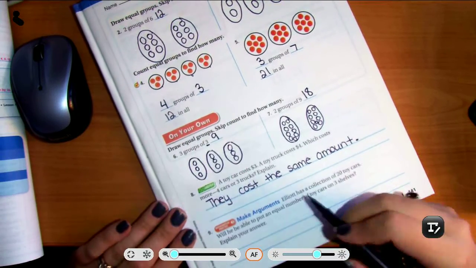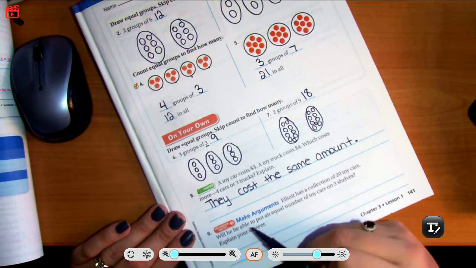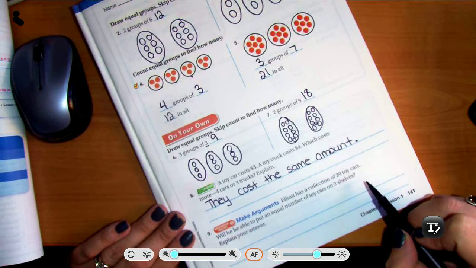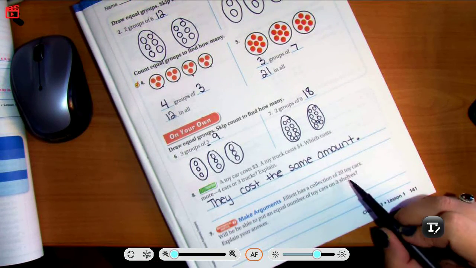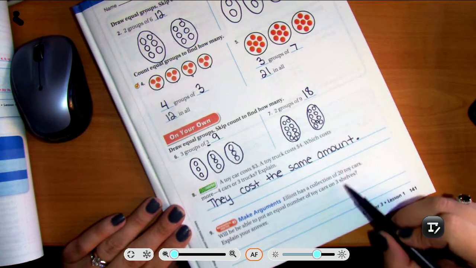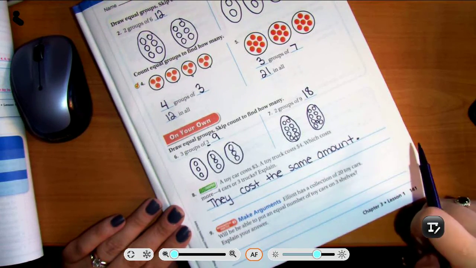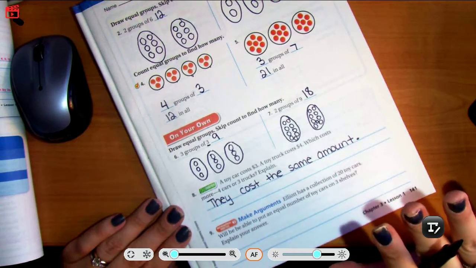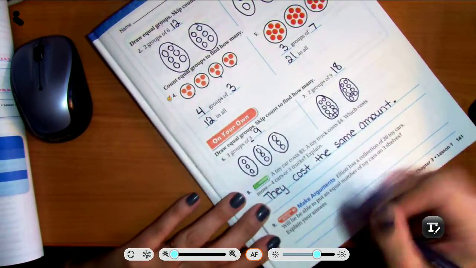All right. Elliot has a collection of 20 toy cars. Will he be able to put an equal number of toy cars on 3 shelves? Explain your answer. Well, let's see. Can we even get to 20 if we skip count by 3? 3, 6, 9, 12, 18, 21. No.